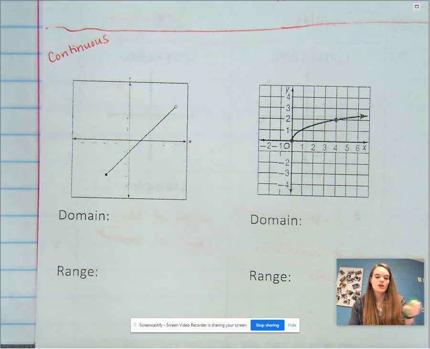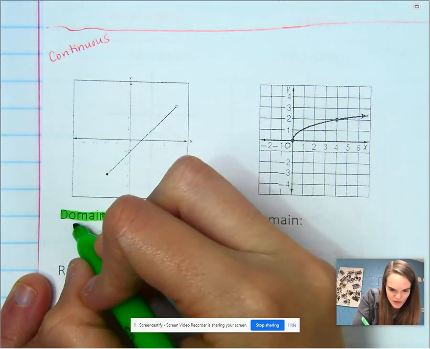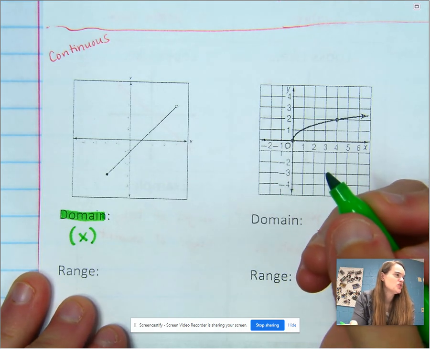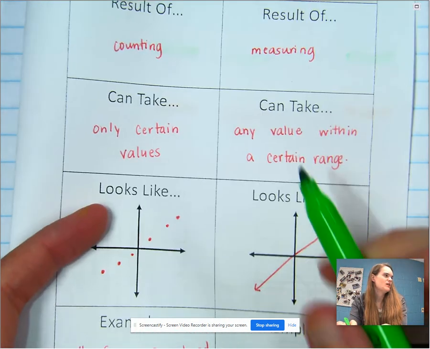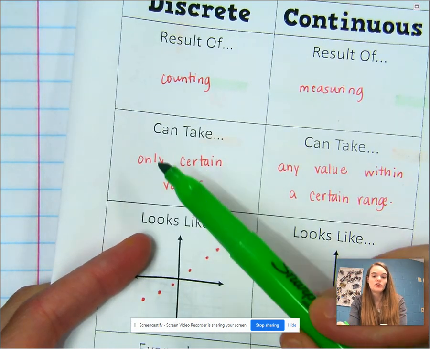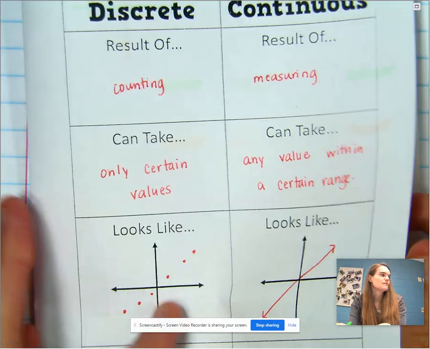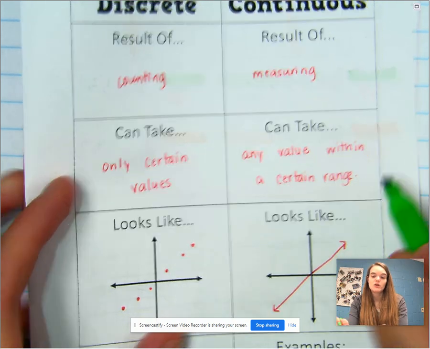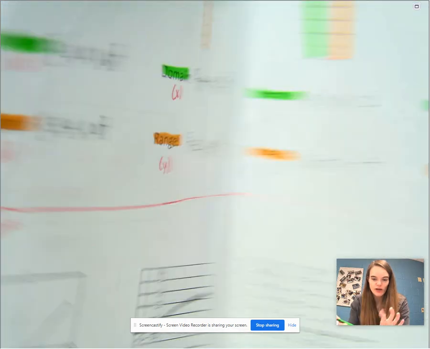Okay, domain. Again, it's the x values. Here's what I have to pay attention to. Remember a few minutes ago, we talked about how discrete is only certain values. That's why we only listed very certain points, okay? Continuous is any value within a certain range. We are going to write down a range. We're going to use a compound inequality to do that.